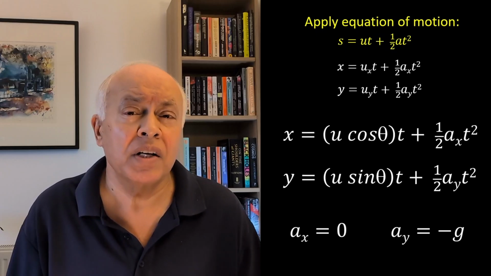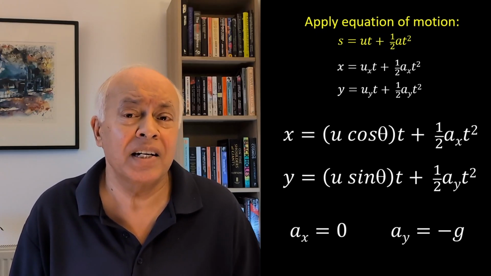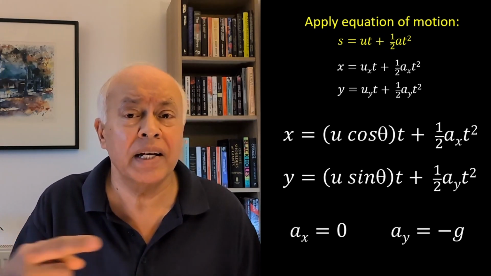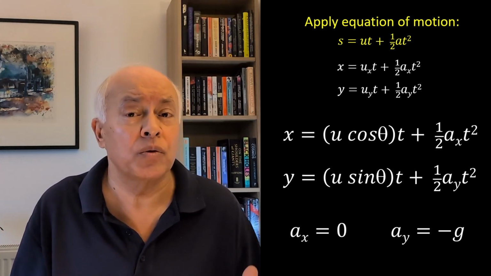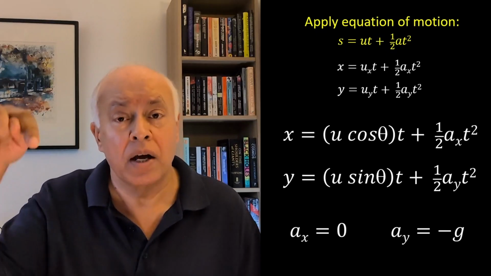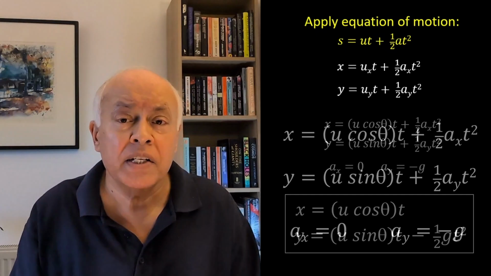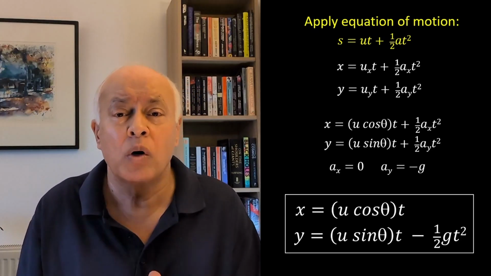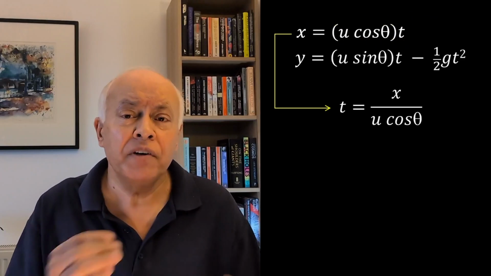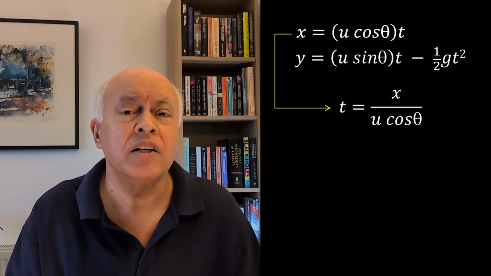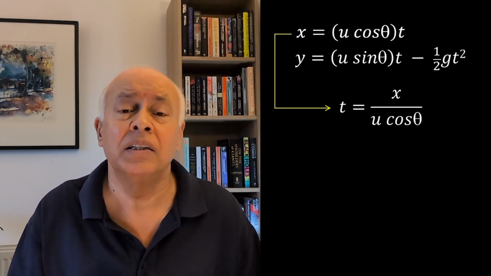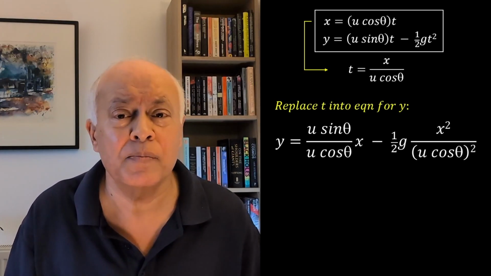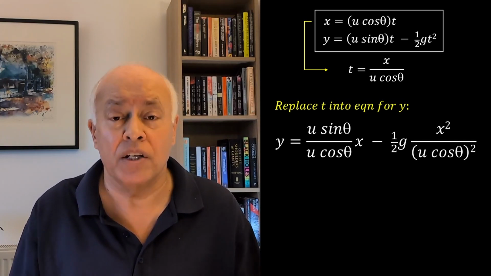Now we have assumed at the start that g is the only acceleration and it acts purely downwards in y. So we can say that there is no acceleration along the x-axis, hence ax equals 0 and ay equals minus g. Putting all of this together, we get these two expressions for motions in x and y directions. From the first of these two expressions, we can rearrange to get an expression for time t. And then we can put this expression for t back into the second expression for y, and we get this relationship.